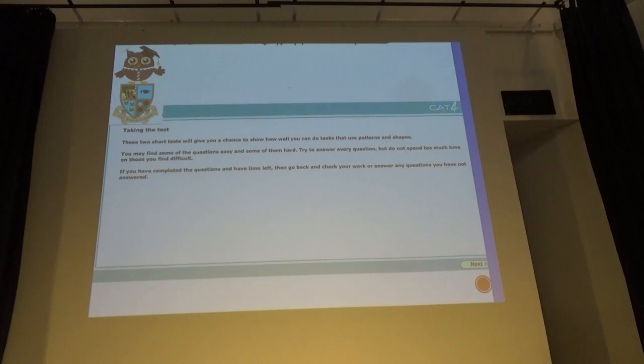This kind of format is not completely unfamiliar to them either because it's the same company, GL Assessments, that do the PTE and the NGRT as well. So this kind of format and on the computer, if they were here last year, it would be very familiar to them anyway.